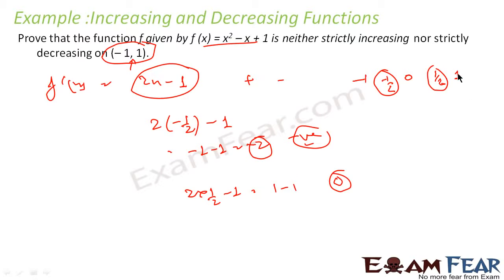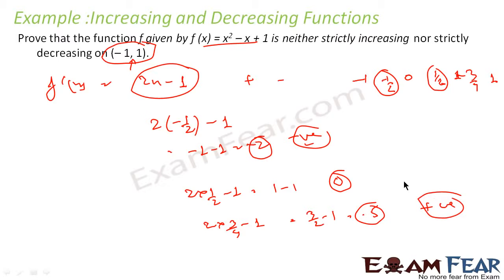Let's take 3 by 4. You take 3 by 4, this becomes 2 into 3 by 4 minus 1, that is 3 by 2 minus 1, that is 0.5, and that is a positive value. So if you see in this domain itself, sometimes I'm getting positive, sometimes 0, sometimes negative, right? So that means I can say that in this particular domain, this function is neither increasing nor decreasing, correct?